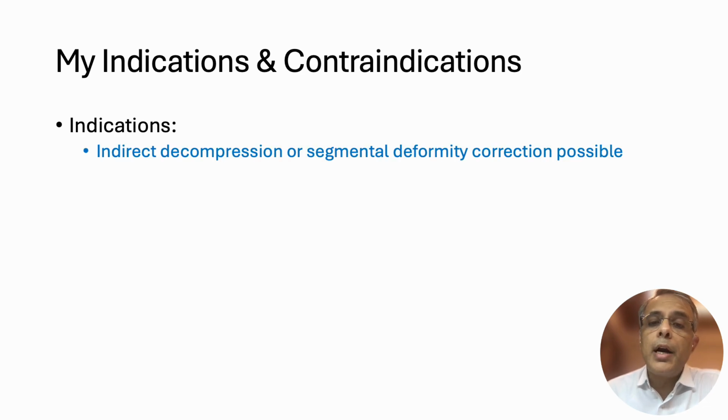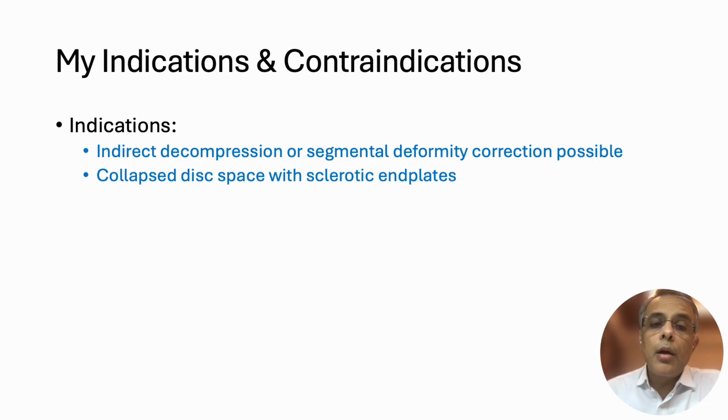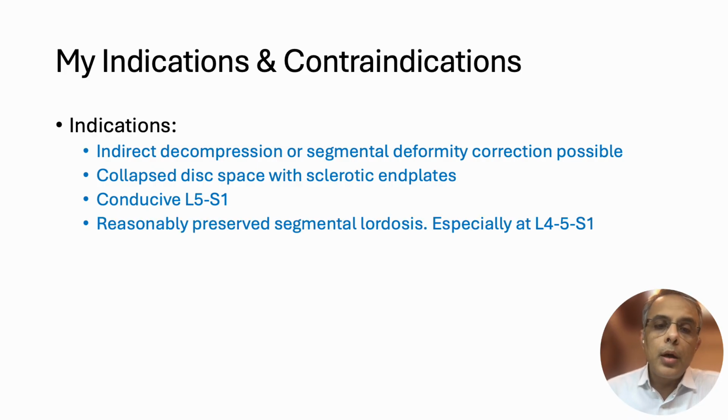So if we come to KLIF, my indications and contraindications for KLIF: the indications are whenever indirect decompression or segmental deformity correction is possible, when you have a collapsed disc space with sclerotic end plates so that you can easily achieve distraction against these robust end plates. You have a conducive L5S1, which is not possible while doing OLIF, but in a conducive L5S1, KLIF is possible to do. Reasonably preserved segmental lordosis, especially at L4-5 and L5S1, because you want to achieve three-fourths of your lordosis at this level.